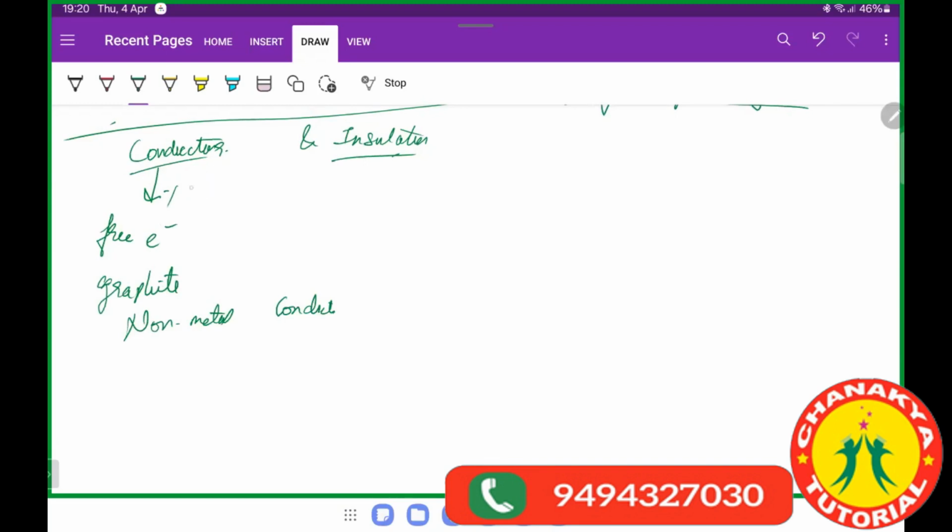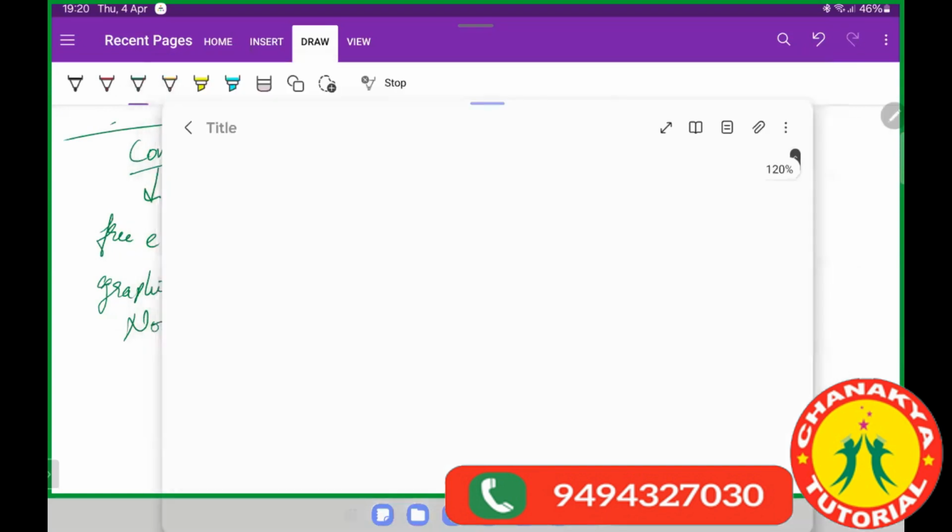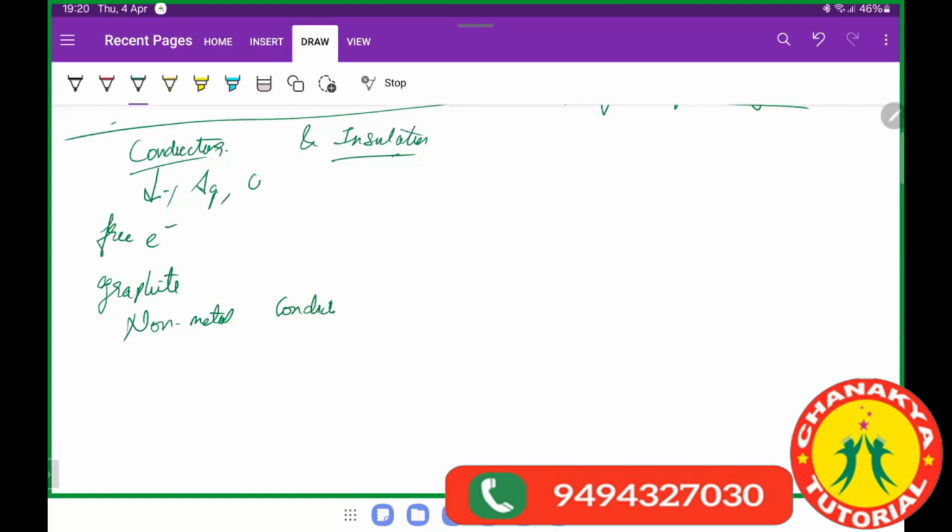Other conductors you know already. Aluminum symbol, I think, is Ag. Then copper. No, silver, aluminum. I forgot aluminum. Okay. Copper, and there are so many, etc. No need for that.